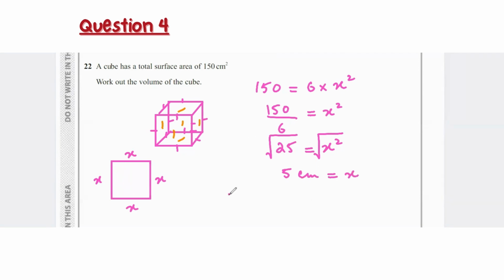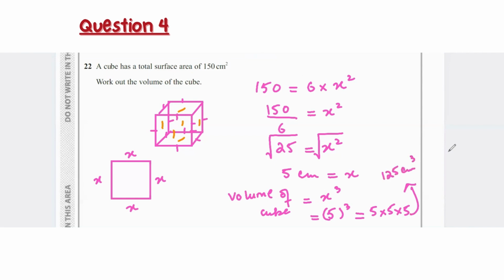To find the volume of a cube, the formula is x cubed. Because all lengths are equal, length times width times height is going to be x cubed, which is going to be 5 cubed. That is 5 times 5 times 5, and that equals 125 centimeters cubed. Volume has the unit of unit cubed and area is unit squared.